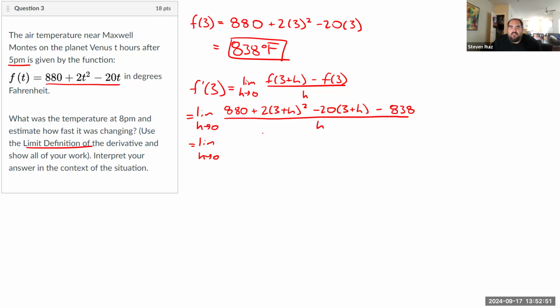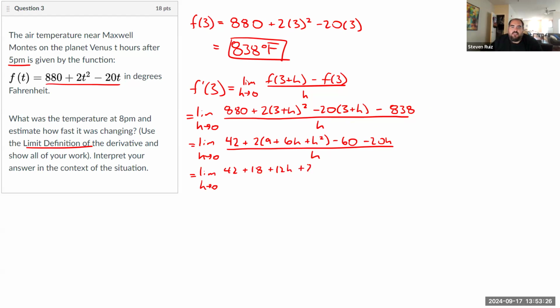What is 800 minus 838? I believe that's 42. So 42 plus 2 times 9 plus 6h plus h squared minus 20 times 3 is 60. Minus 20h. And I already dealt with the 838. So I still don't see a way to deal with this limit. So let's keep simplifying. So 42 plus 18 plus 12h plus 2h squared minus 60 minus 20h all over h.